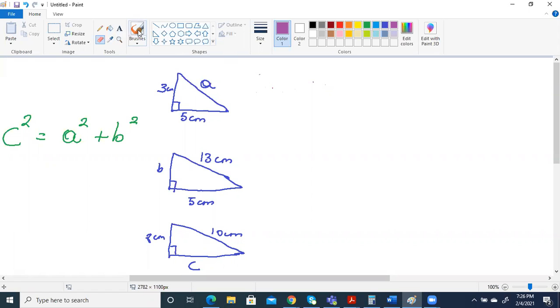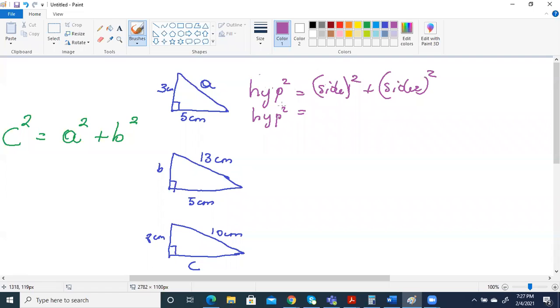So I can actually rewrite it to say the hypotenuse squared is equal to side 1 squared plus side 2 squared, right? Forgive my handwriting. So in this instance, the hypotenuse is actually what you are trying to find, right? That is what is missing. The first side is 5 squared plus 3 squared. Now, it doesn't matter if you put 3 squared first or 5 squared first.